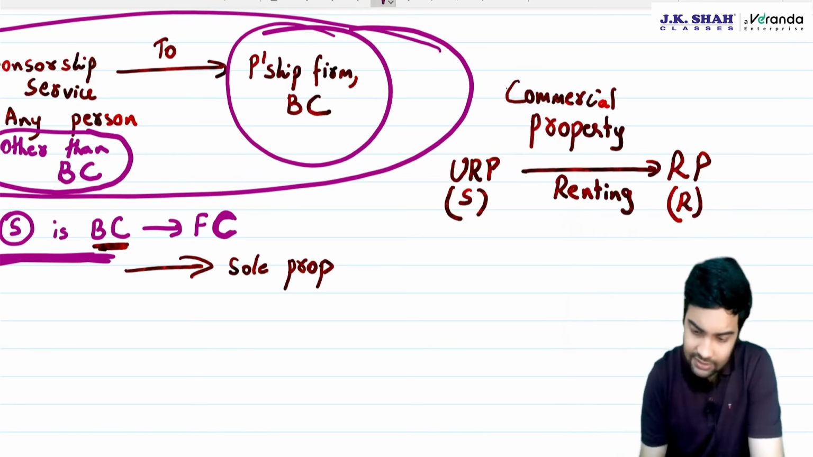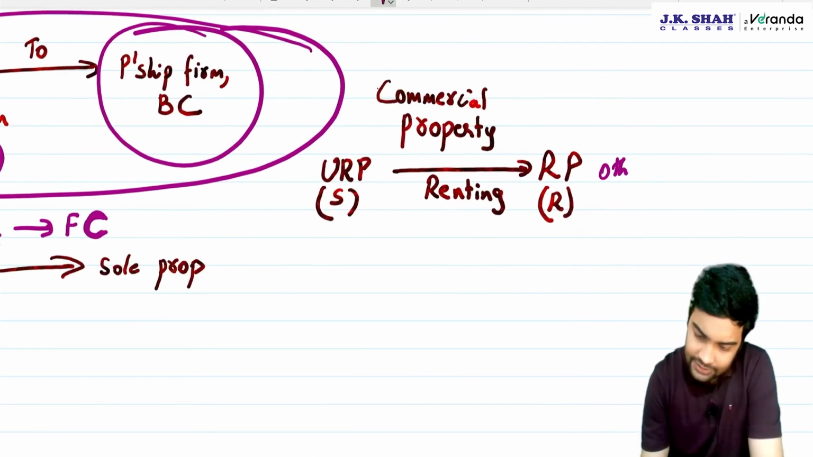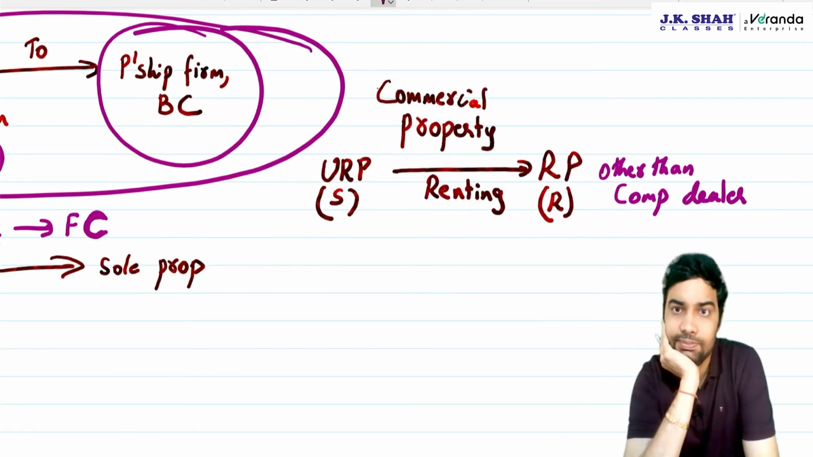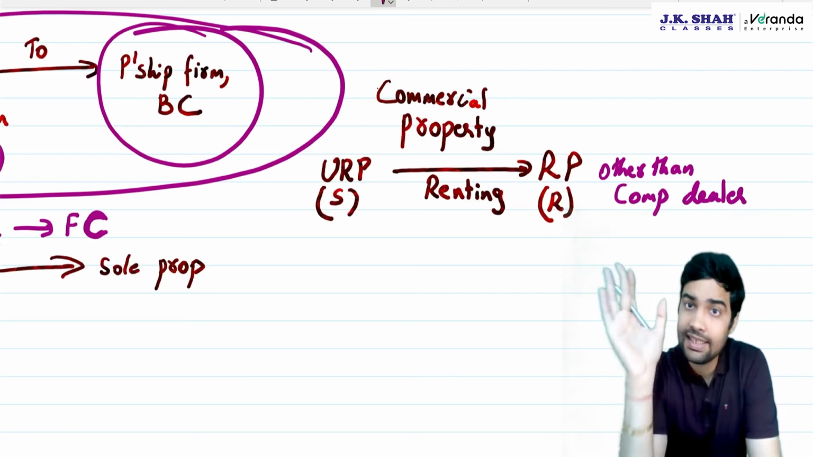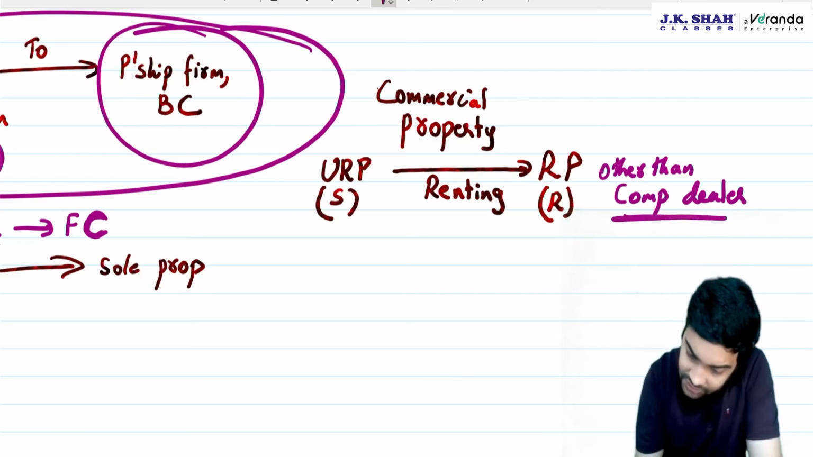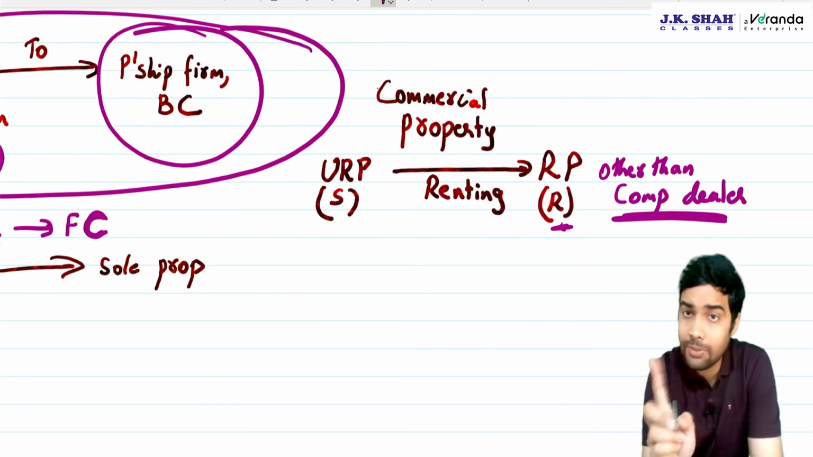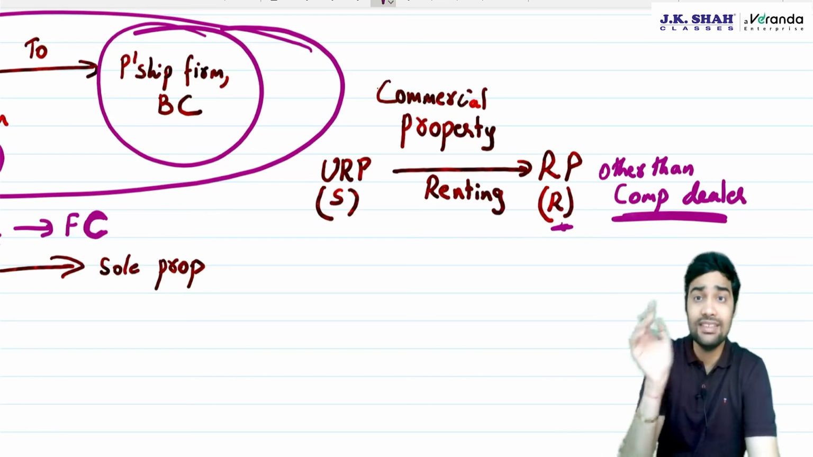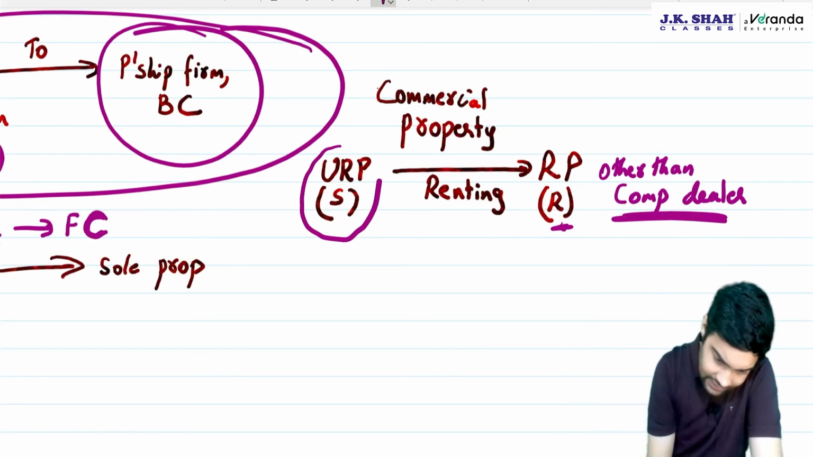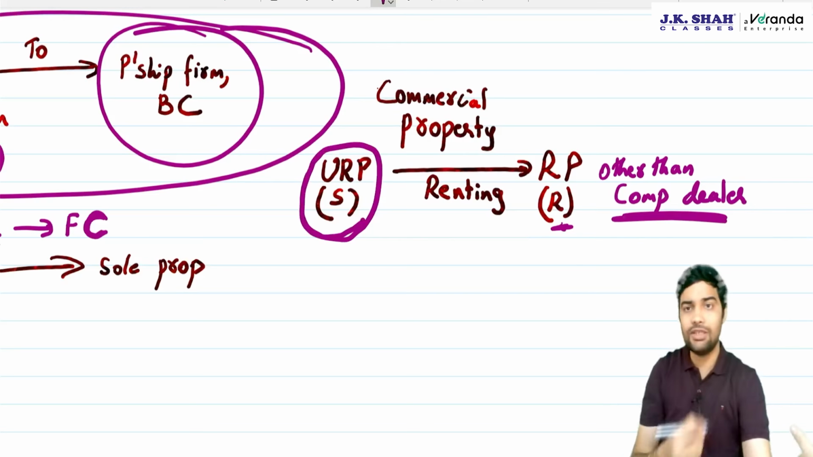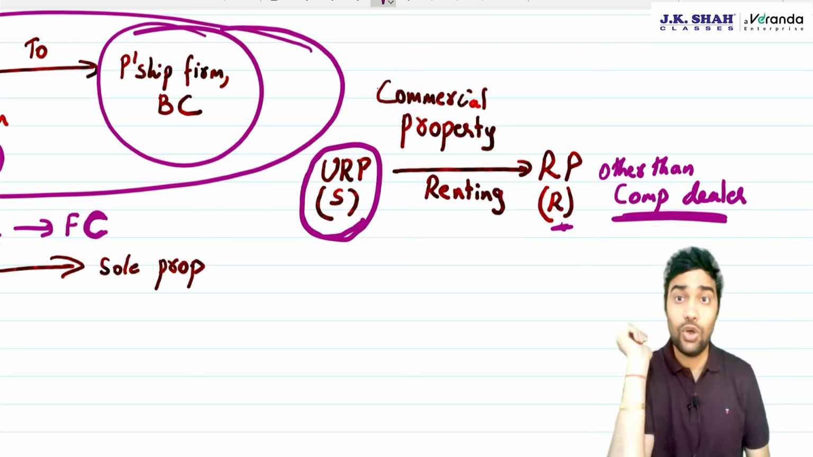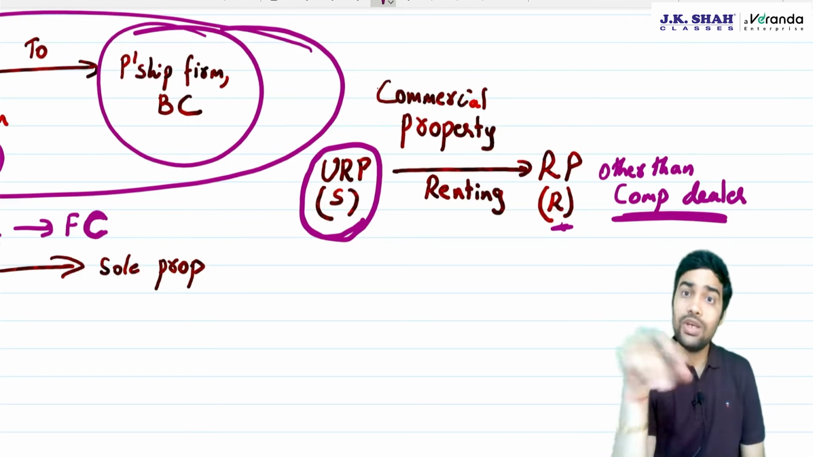Now what they have done is they have added "other than composition dealer". It means if a composition dealer is the recipient, it will not be a case of reverse charge or forward charge. GST will not apply, because if the supplier is unregistered, then he is not liable to register. He is not a taxable person, and that is true in all cases.